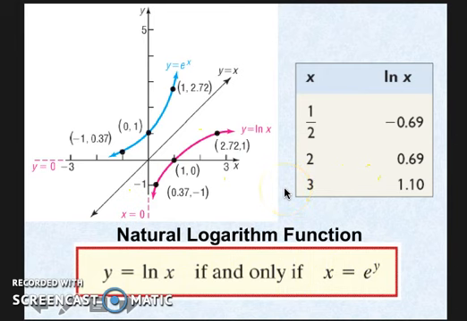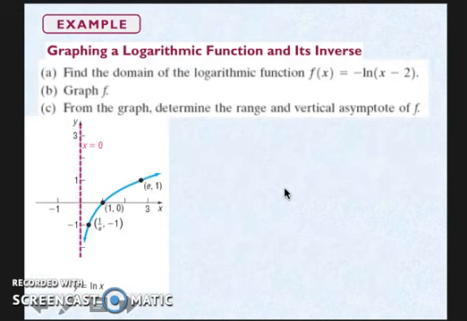Now let's take some more examples to see the graph of log function and its inverse. Okay, now we have to find the domain of this function, negative natural log of x minus 2. Natural log means log with base e. We have to graph, and from the graph we have to find the range and vertical asymptote. Okay, fine.